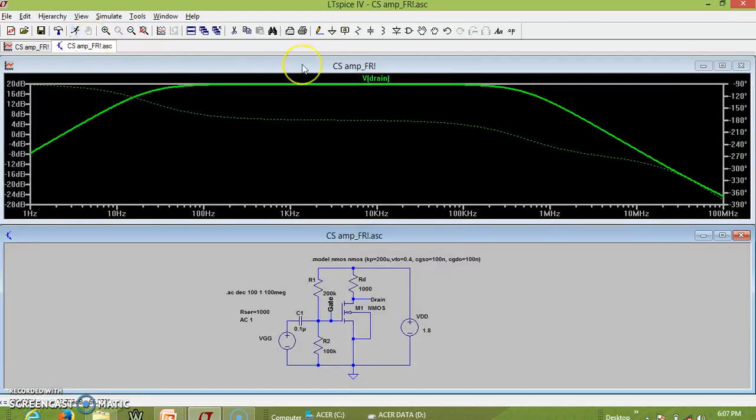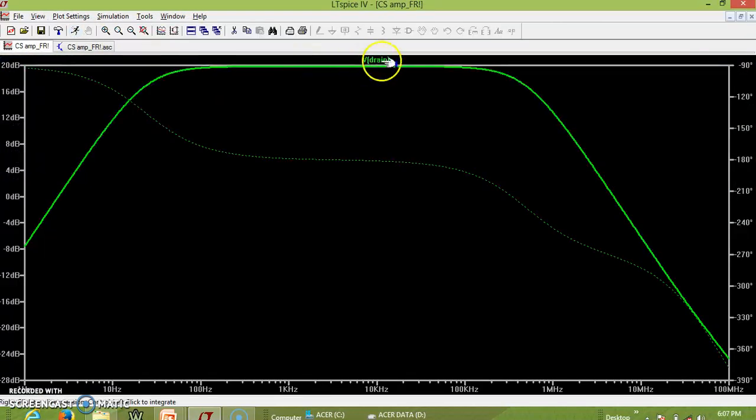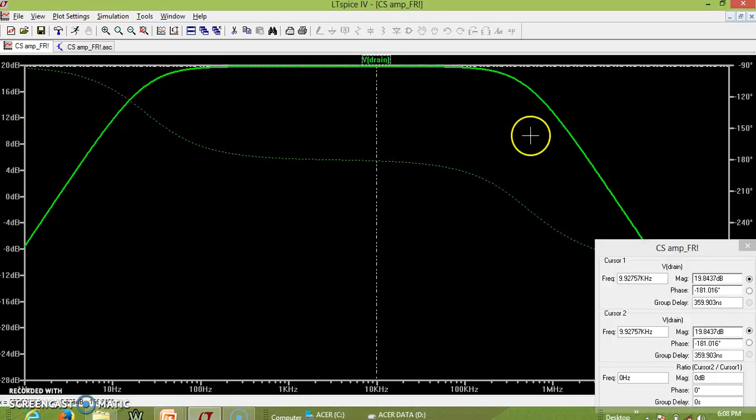Now you can see we have the frequency response. We have a solid line which is representing the magnitude, and this dotted line exactly represents the phase of the output voltage. Now let us try to find out what the midband gain is. We have designed the midband gain for a gain of 10. So in terms of dB, it has to be 20 log of 10, which happens to be 20 dB.